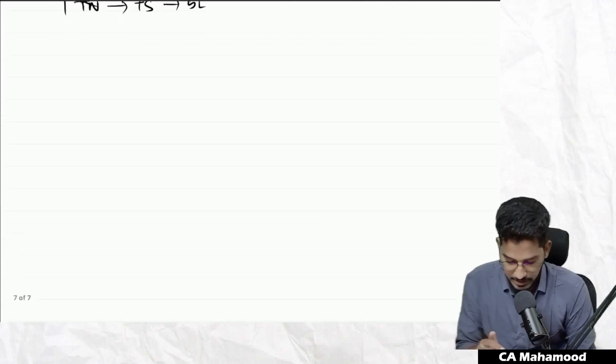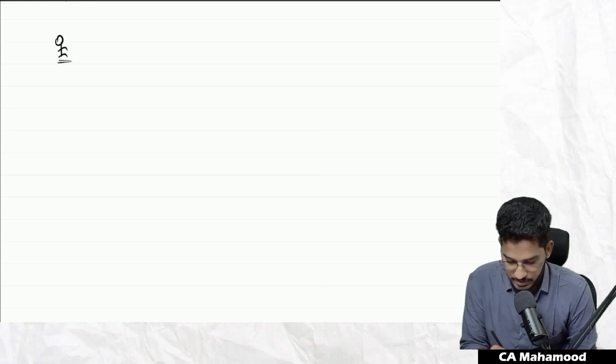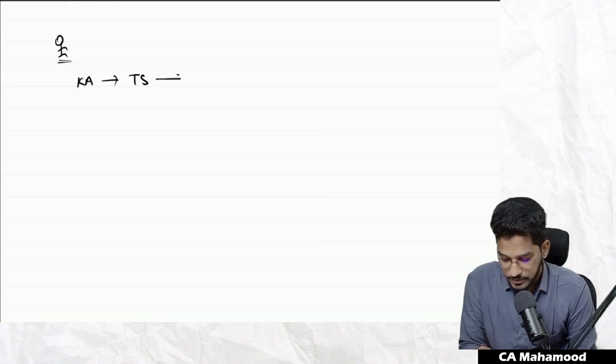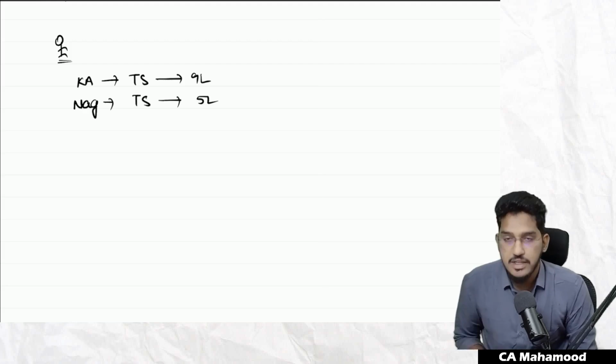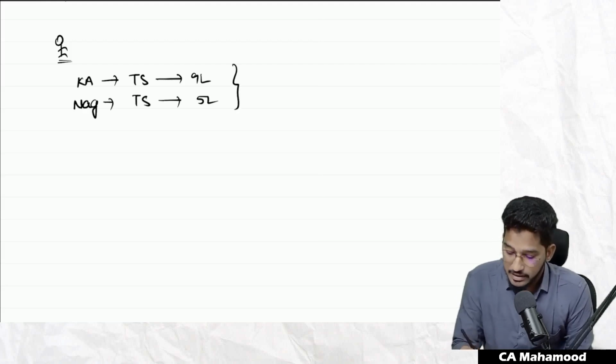One more example. Let me tell you one more example. There is a business person. He is there in Karnataka. In Karnataka, he is making taxable supply. Assume he is making a taxable supply of 9 lakh rupees here. He is having a place of business in Nagaland. From Nagaland also he made a taxable supply. From Nagaland he made some 5 lakh rupees of taxable supply. Now what is the aggregate turnover here?